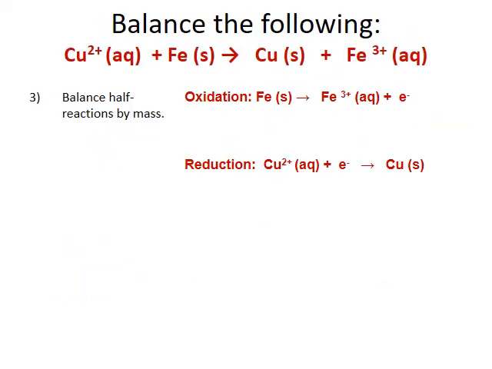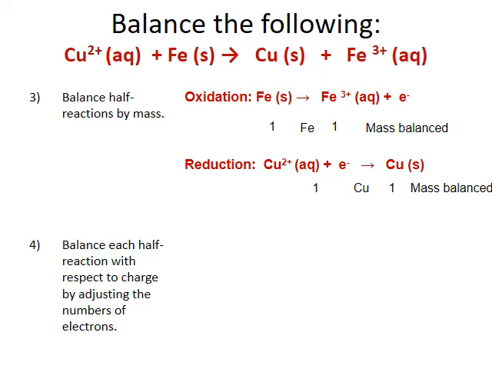Next, we'll balance each of these half reactions by mass. And all this means is adding coefficients if necessary to make sure we have the same number of atoms of each element on each side of the half reaction equations. So for the oxidation reaction, we have 1 iron on the reactant and 1 iron on the product side, already mass balanced as it is. It's the same situation for the copper in the reduction half reaction. We ignore the electrons during the mass balancing of the individual half reactions. We'll account for those next.